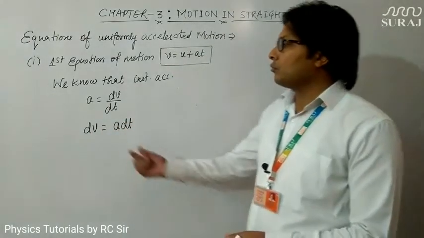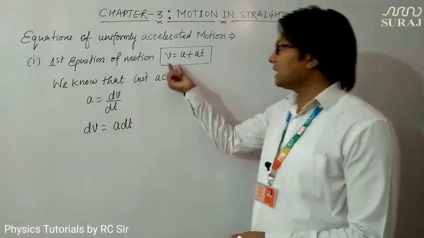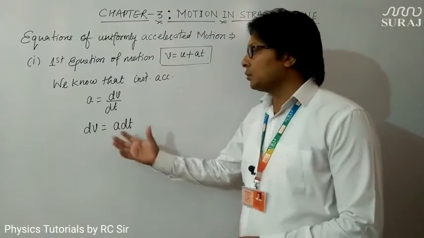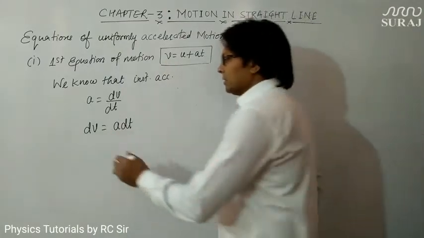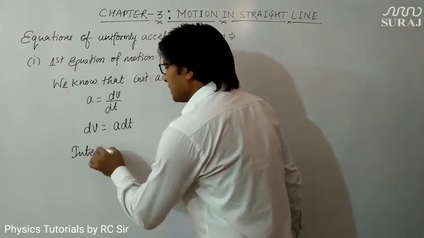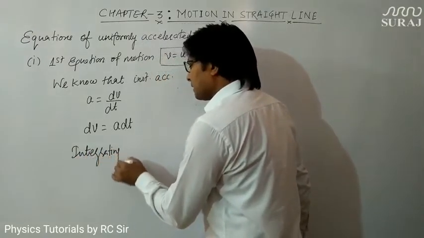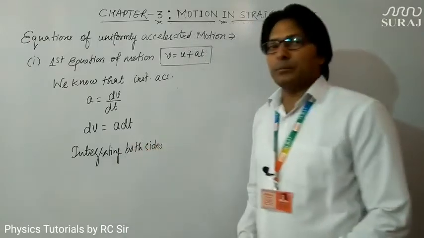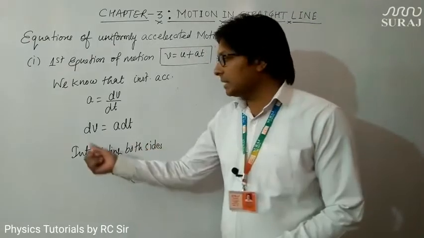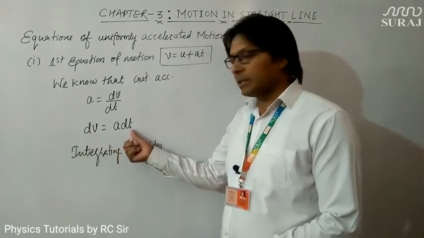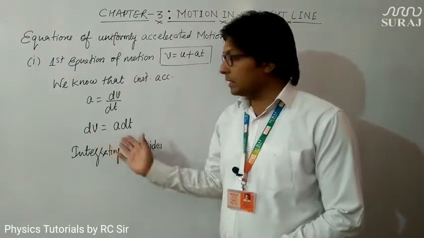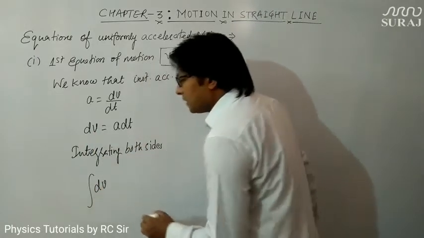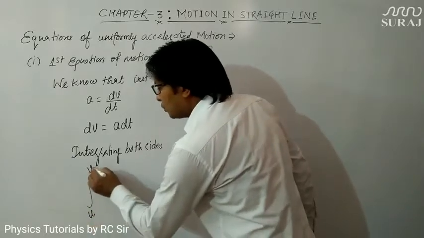Now we have to find the value of the final velocity, that is v. So what should be done? We should integrate this equation to get the value of v. So integrating both sides, and since on both sides the variable is different, here the variable is v and here the variable is time, the limits will be different on both sides. So here we will integrate dv from the limit u to v.